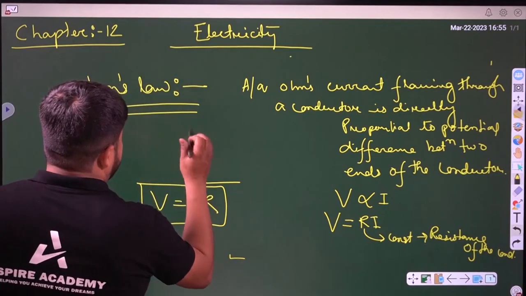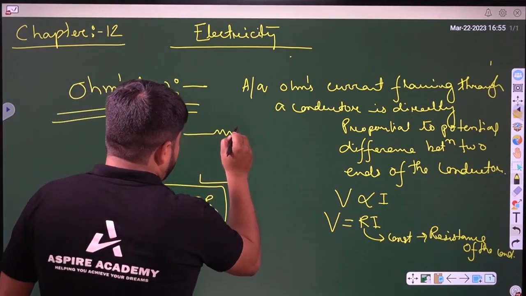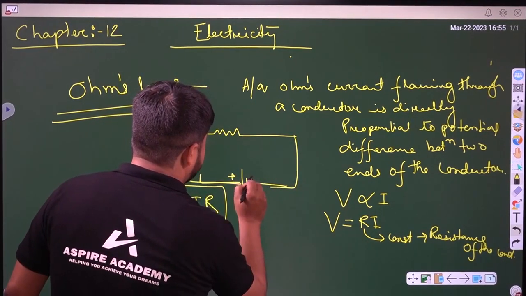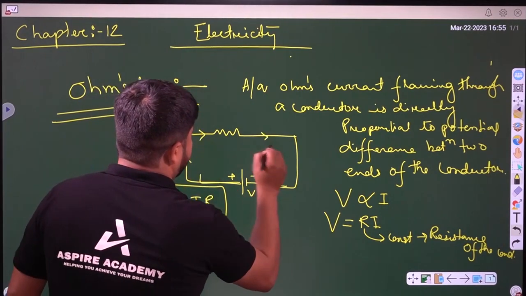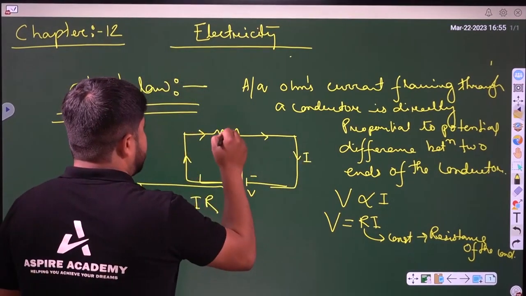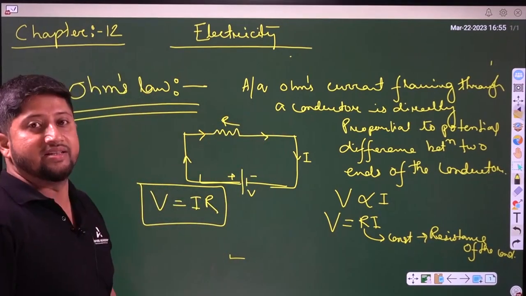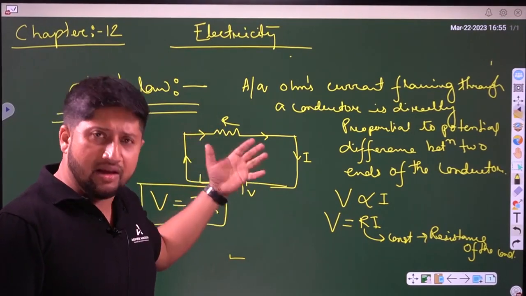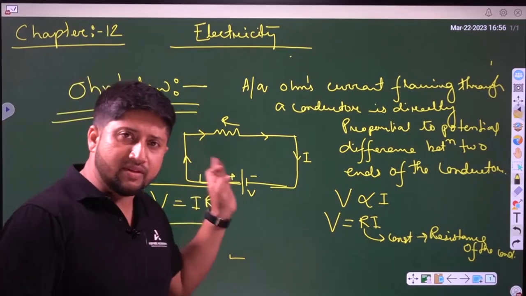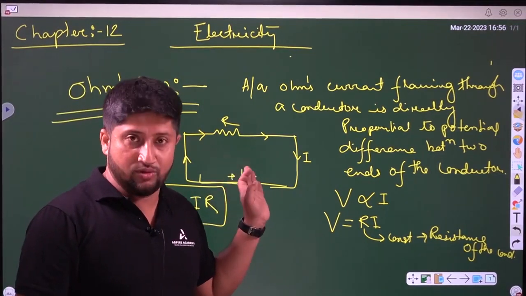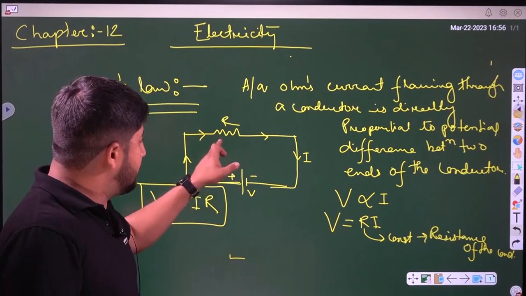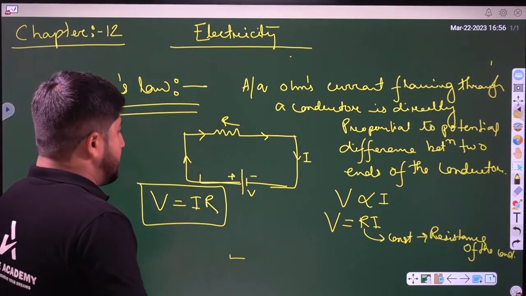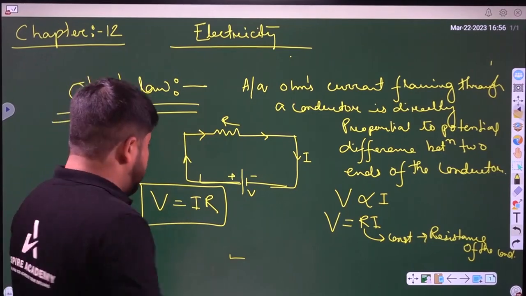So now the circuit diagram for Ohm's law. This is the main circuit diagram we can draw. This is a positive negative potential difference. Current is flowing here, I current flow. This is called resistance. This is a complete diagram of Ohm's law. So this R is called resistance, V is called potential difference, current is flowing here. So V is equal to IR, the famous Ohm's law.